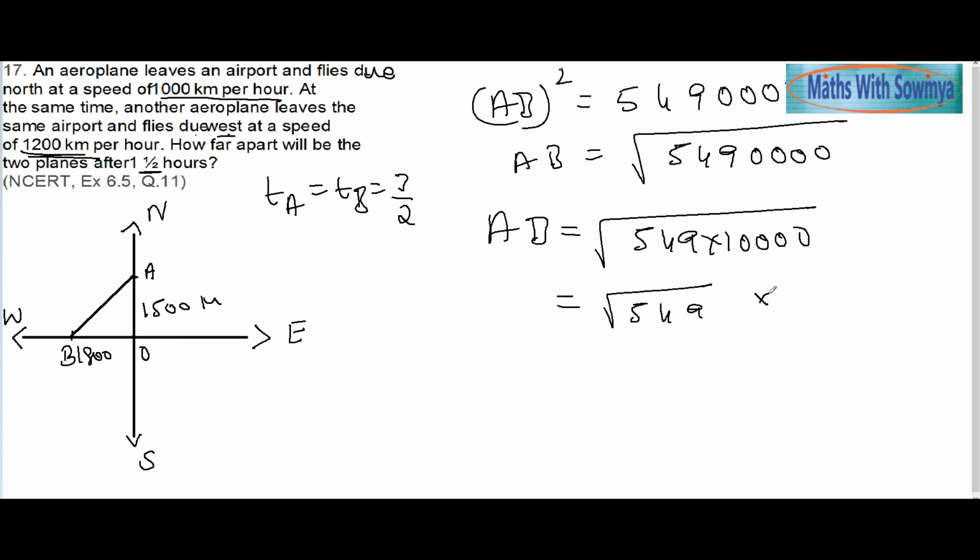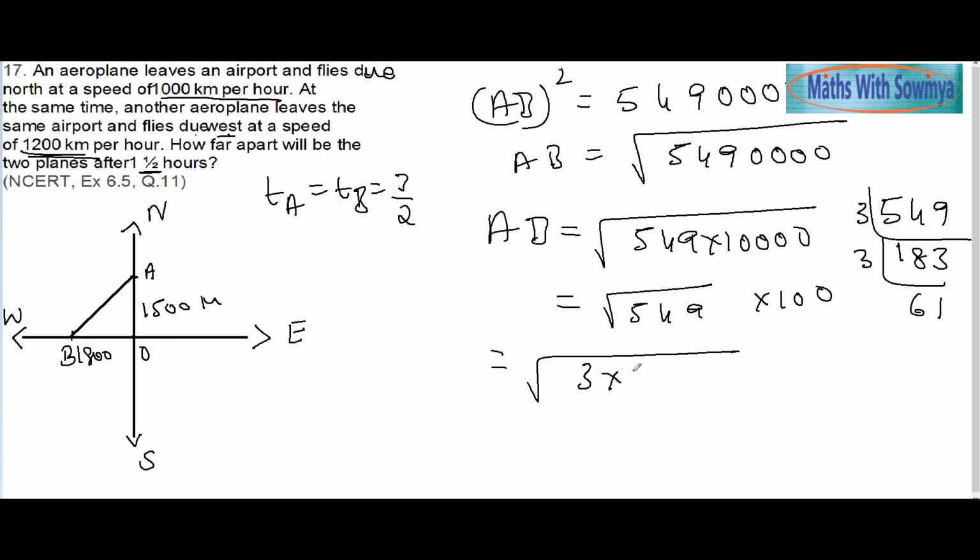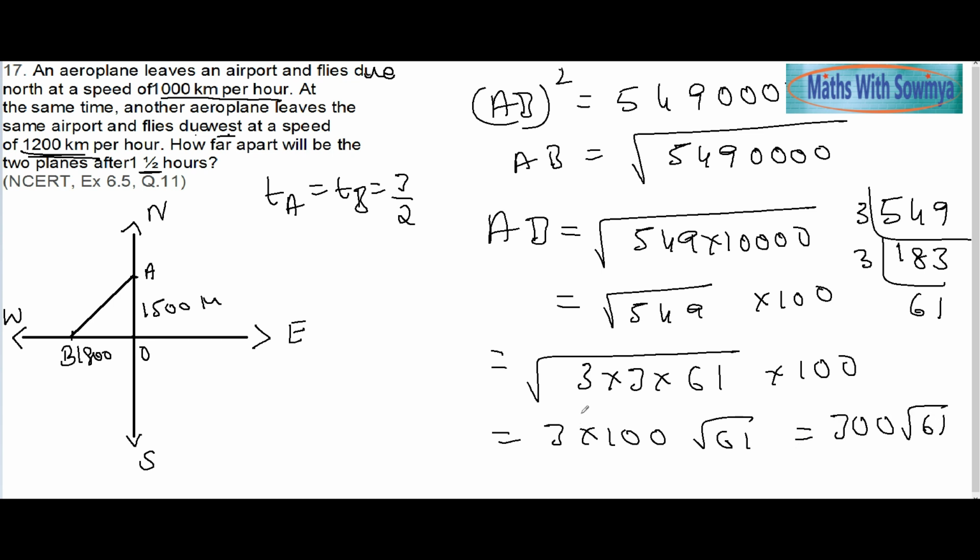549 as it is, and the root of 10,000 will be 100. For 549, we can just take the factorization method. 549 is nothing but 3 into 3 into 61, into 100. So, 3 into 100 root 61, which is 300 root 61. So the distance between the two planes, AB, is 300 root 61 kilometers. That will be the answer.